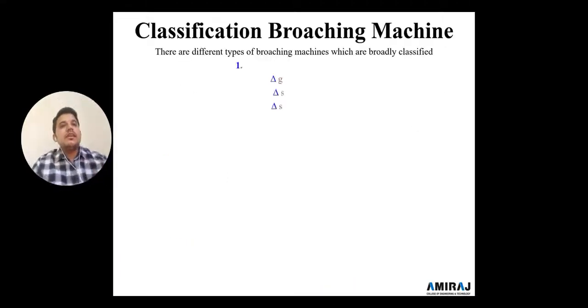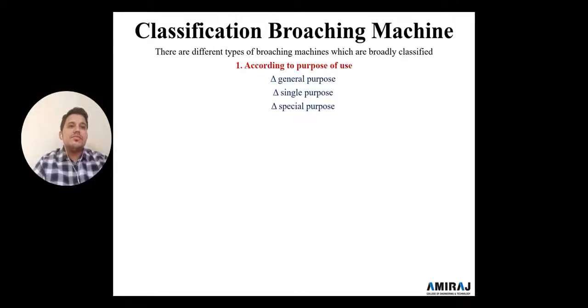Now we are going to learn the classification of broaching machines. Let's start with the classification according to the purpose of use. So these are general purpose, single purpose, and special purpose. We know very well that all these purposes are there.